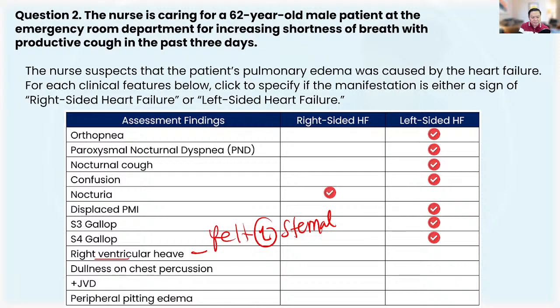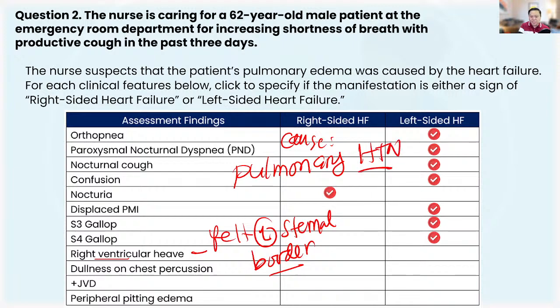Okay, but it doesn't mean that we're talking about the left ventricle this time. The lift will be assessed at the lower left sternal border, and this is going to be associated with the right-sided heart failure. Now, what is the cause of the right ventricular heave? The cause for that is the pulmonary hypertension, HTN. Remember that pulmonary hypertension lecture that I did?